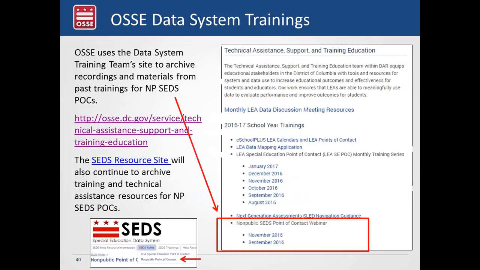And today's webinar, along with all other webinars for non-public SEDS points of contact, are archived on the Data System Training Teams page. You can see down at the bottom of this page that the webinars from November and September are already archived here. Today's webinar will also be archived here. In addition, the SEDS resource site, we will continue to archive resources there as well.